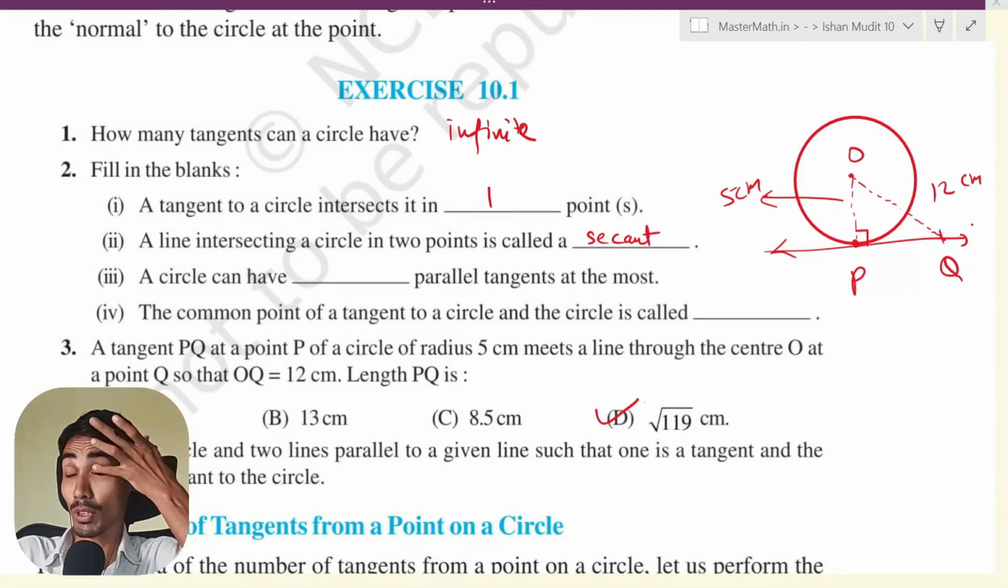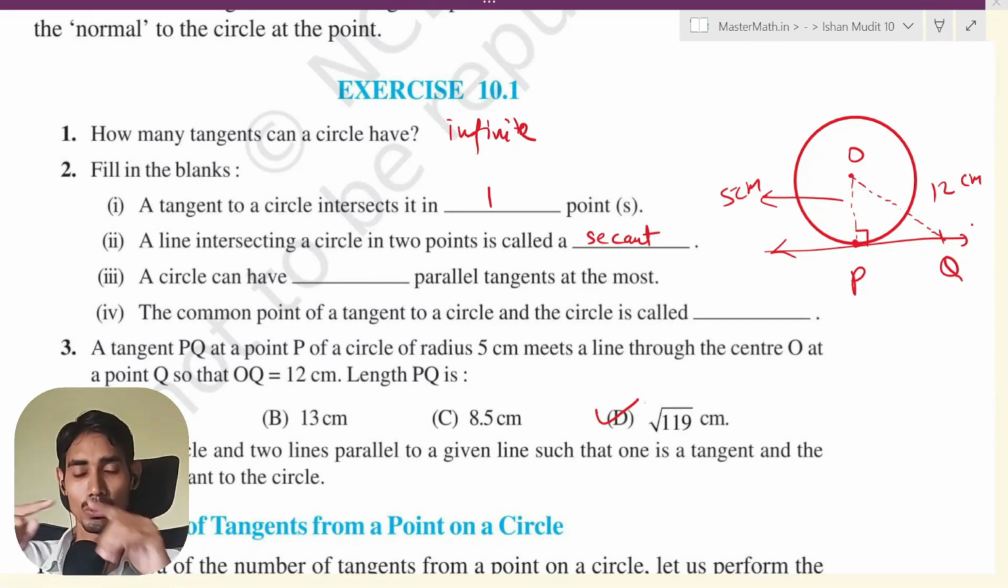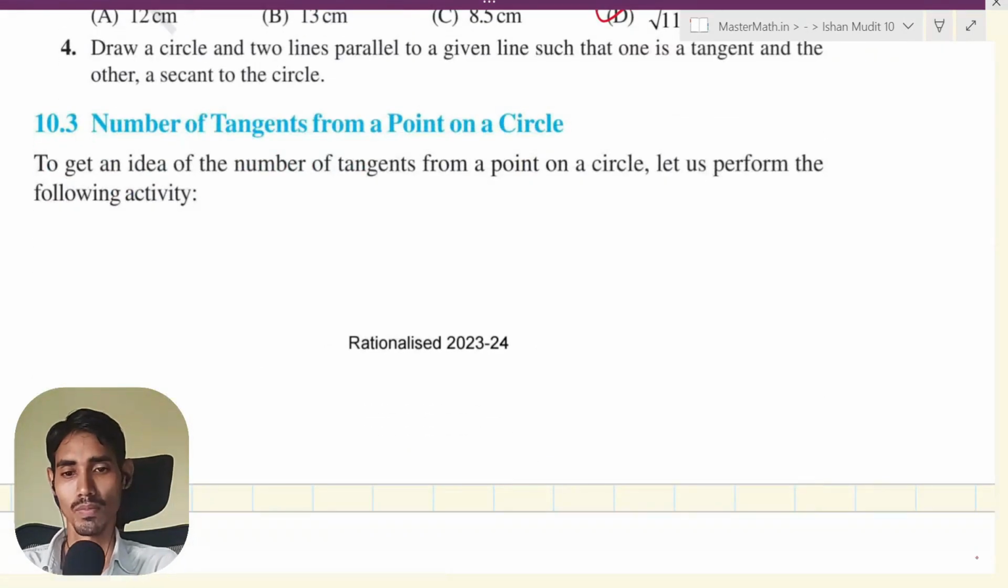So actually, it is true. Because I just hinted you, maybe you could intuitively do that, but it's a little tricky because you don't know where this tangent is reaching to, and it is confusing. A tangent at a point P of a circle of radius meets through a center O. I mean, it's confusing. They could have made it easier, but it is what it is. So, Mudit, is that okay? Root 119. You could get the answer. Yes, sir.